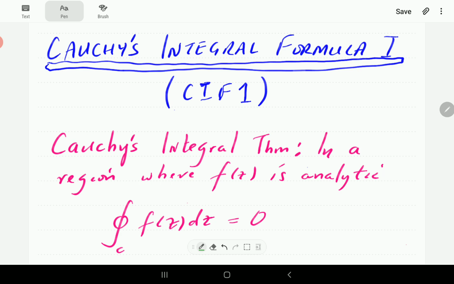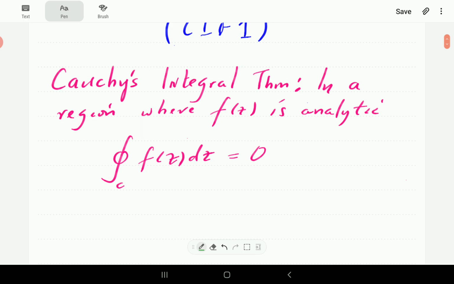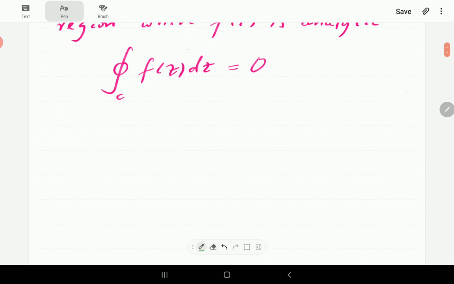Just a brief recap. So far, as far as the integral theorems are concerned, we have seen Cauchy's integral theorem, which says if a function f is analytic in some region R, then the integral of f along a simple closed contour in that region is going to be equal to 0.